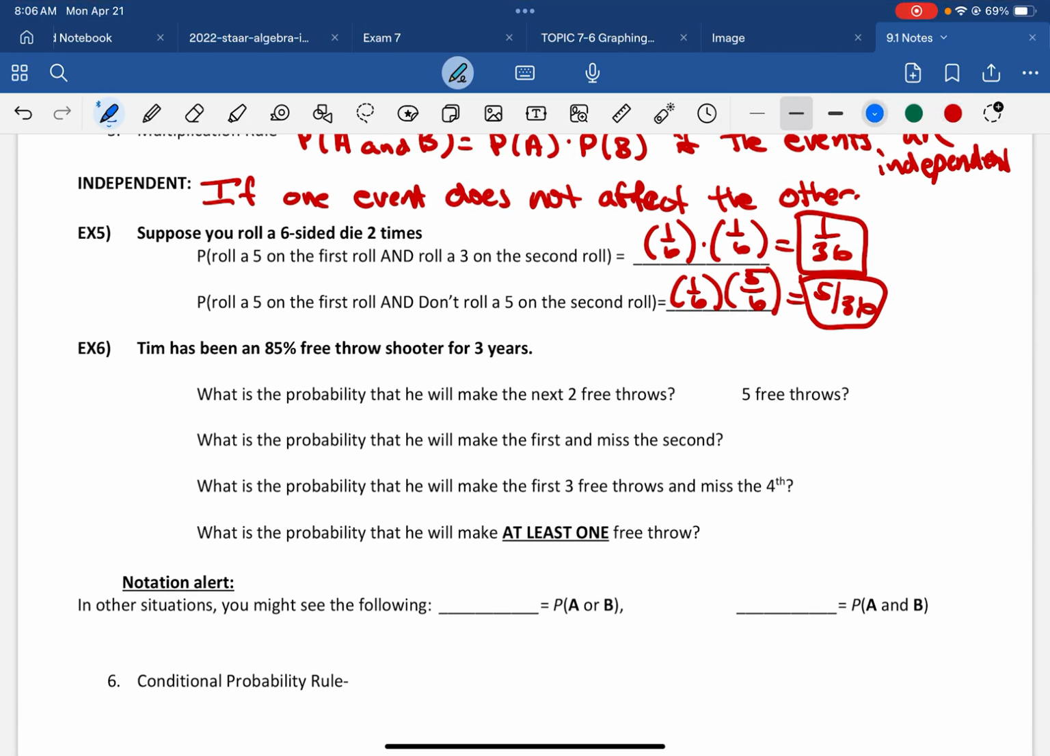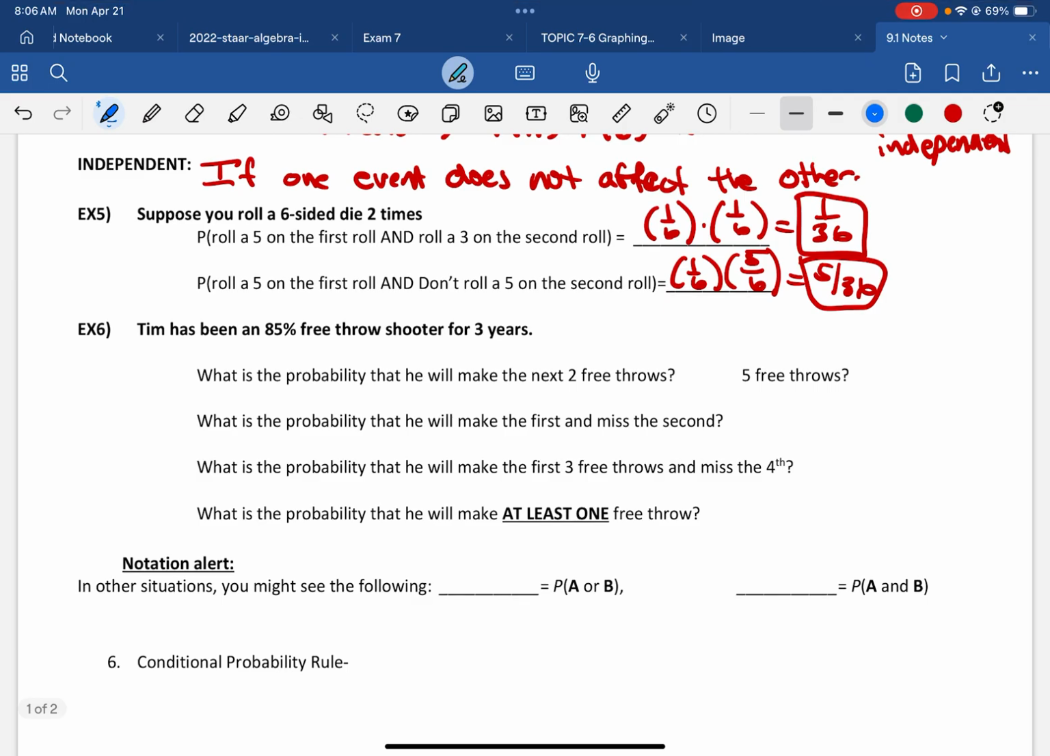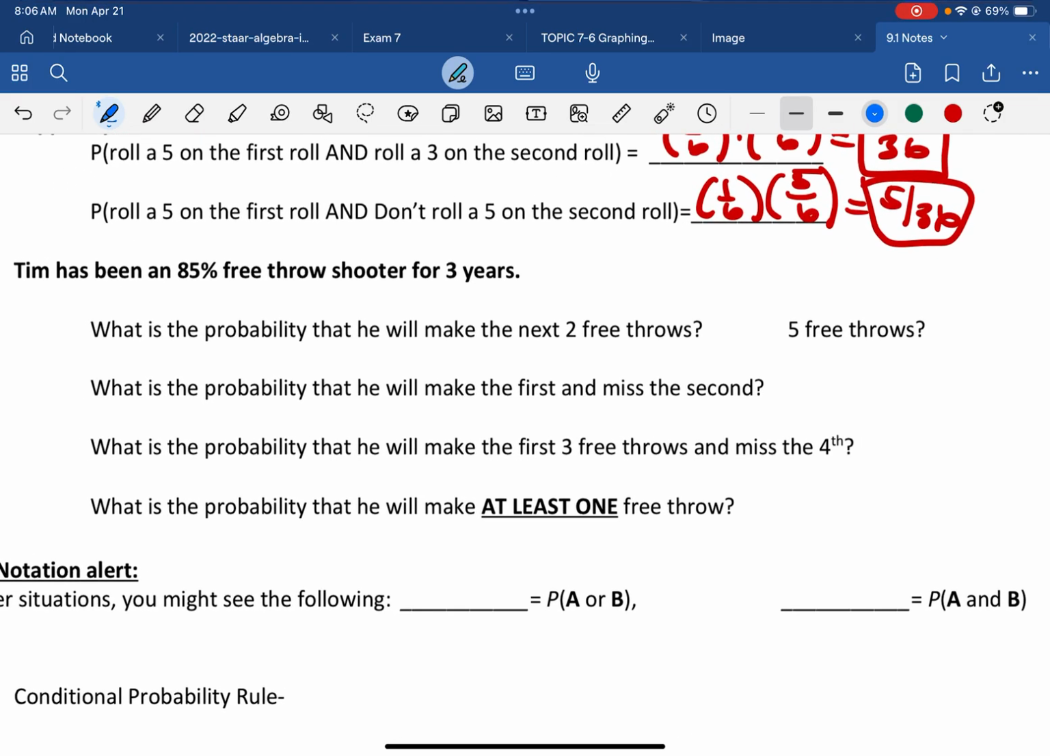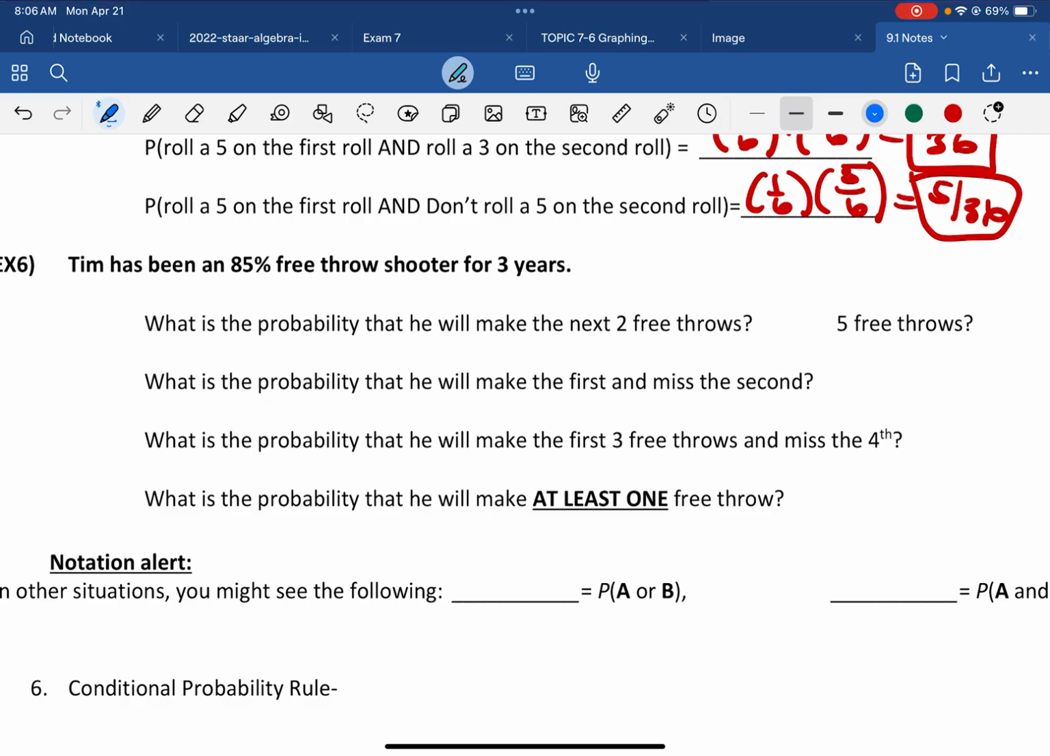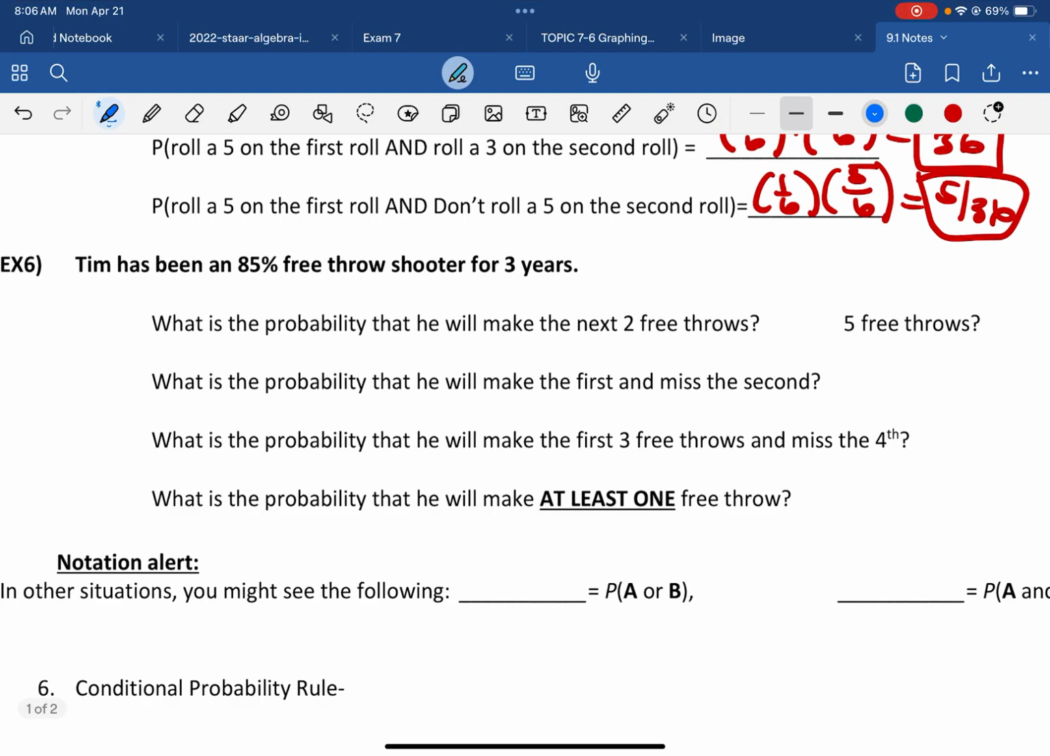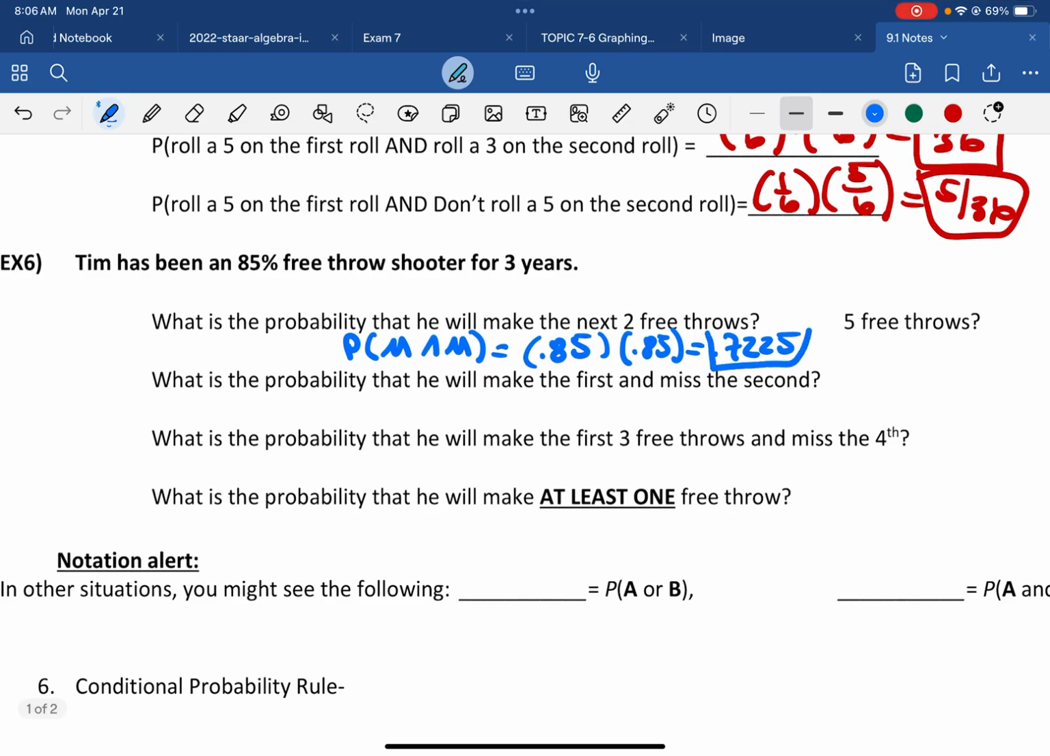He's an 85% free throw shooter for 3 years. So what is the probability that he will make the next 2 free throws? So the probability make and make. You have 0.85 times 0.85, which is 0.7225. That is the probability he makes the next 2 free throws.